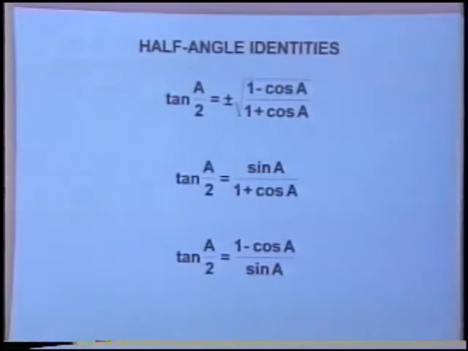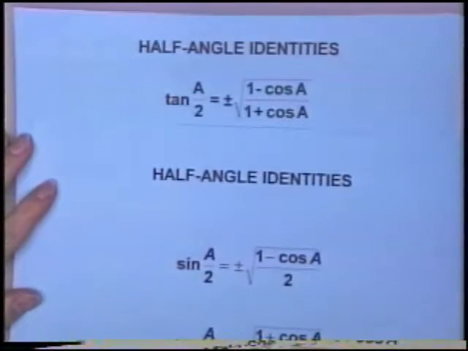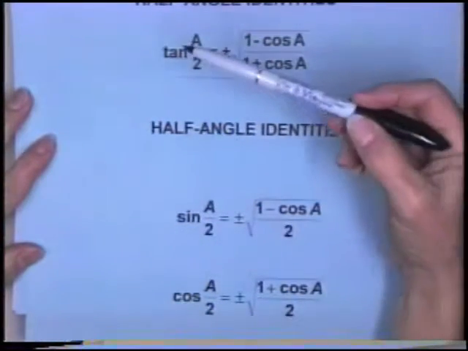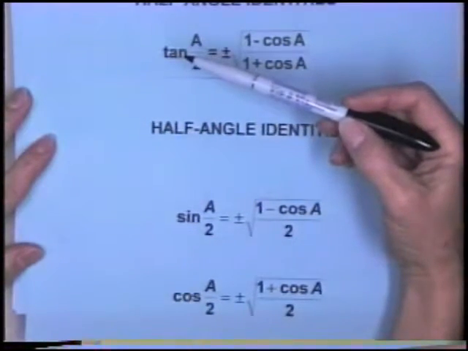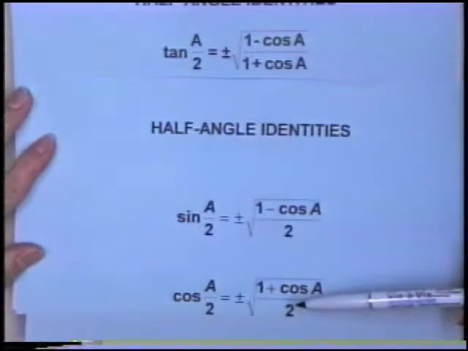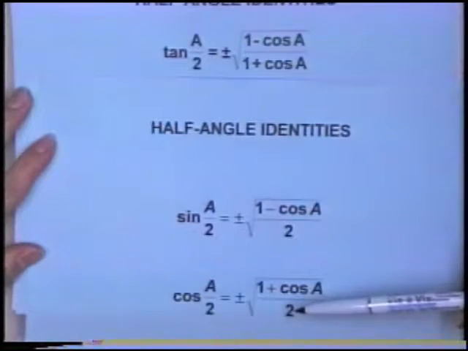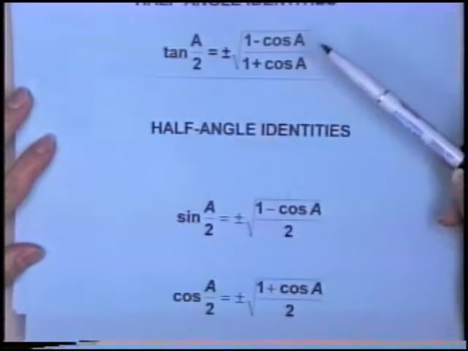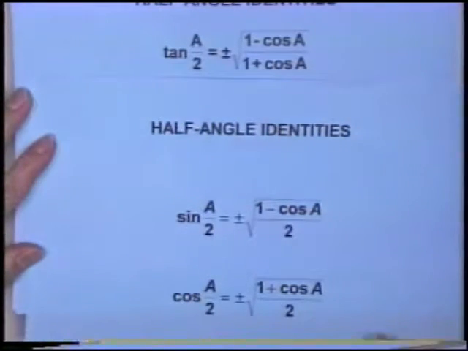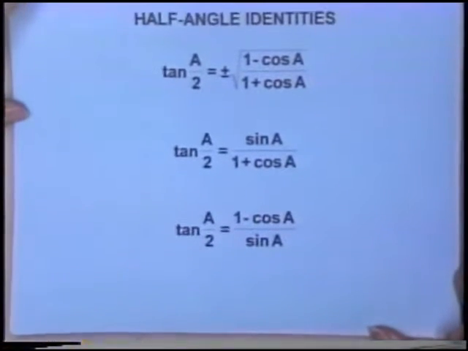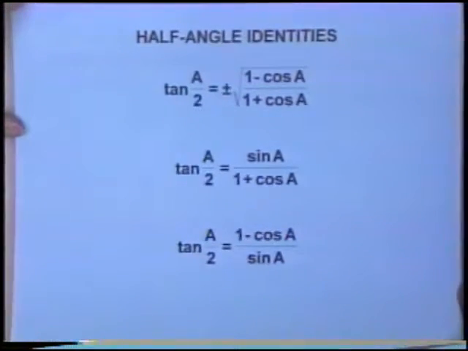Actually, I can remember the first one a little bit easier than the other 2 sometimes because of the half-angle identities that I already know. Notice that I remember tangent is sine divided by cosine. If I take this and divide by this, notice how the 2's would cancel and I would end up with the 1 minus cosine over the 1 plus cosine, which is this form here.